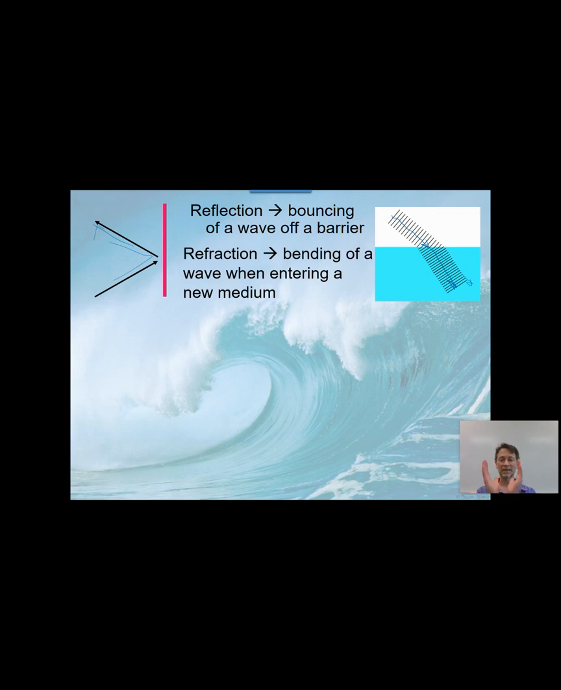Have you ever looked at a glass of water or a glass of lemonade with a straw in it, and it looks like the straw is totally bent away from where the bottom of the straw in the liquid is? That's refraction. It's the light bending when it enters a new medium.